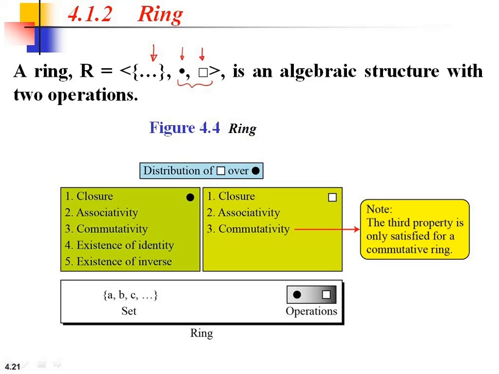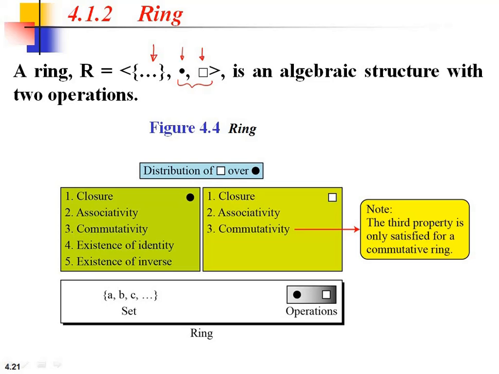Corresponding to the first operation, all 5 properties should be satisfied: the closure property, associative property, commutative property, existence of identity, and existence of inverse. But for the second operation, only 2 properties need to be satisfied, the closure property and the associative property. And if the second operation also satisfies the commutative property, then we say that this ring is a commutative ring.